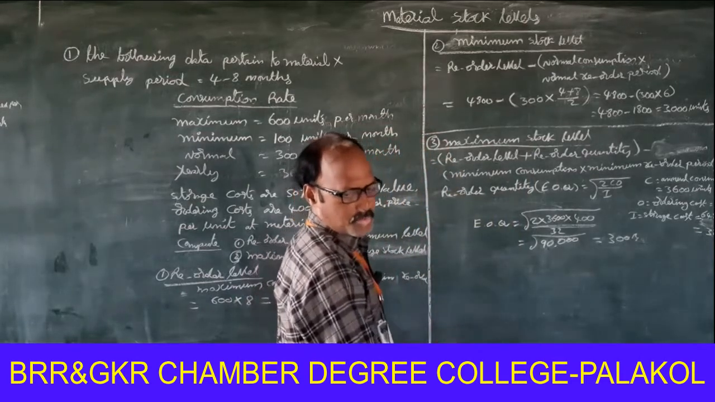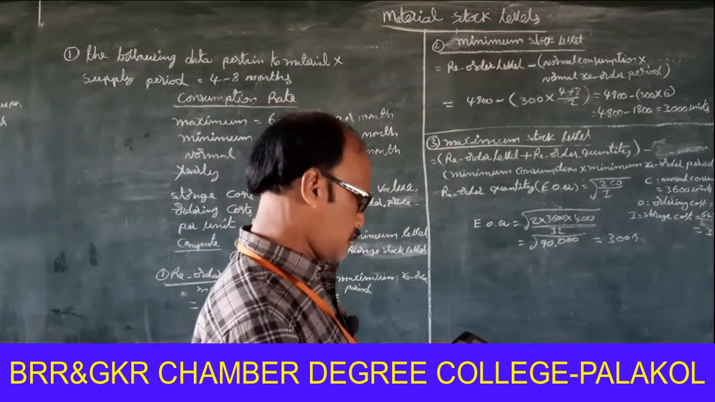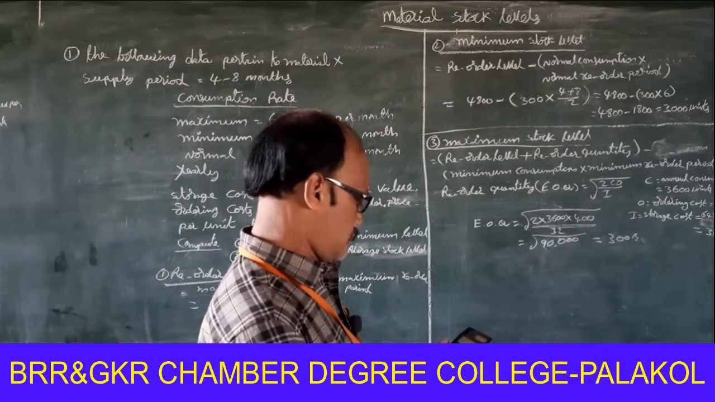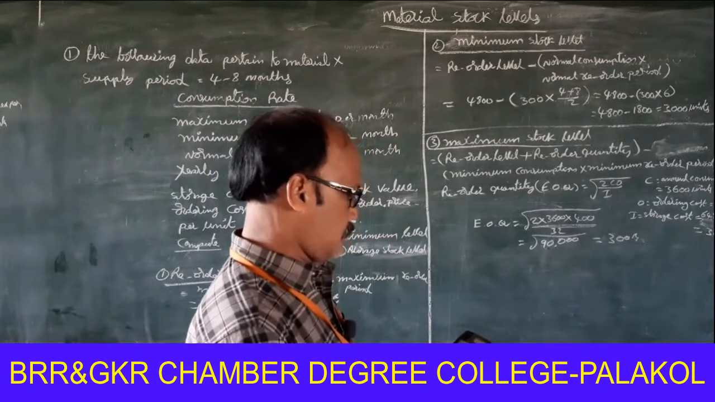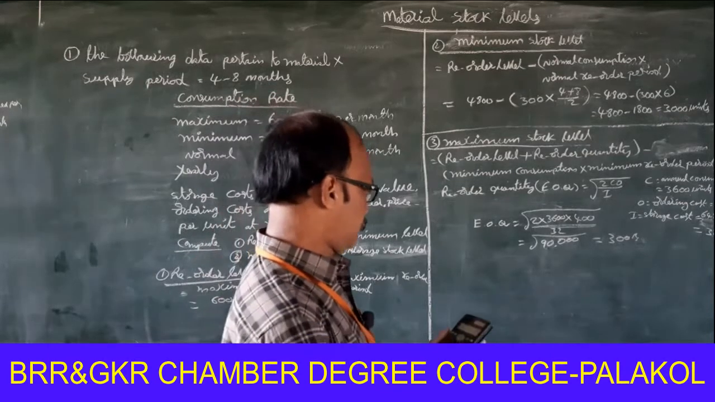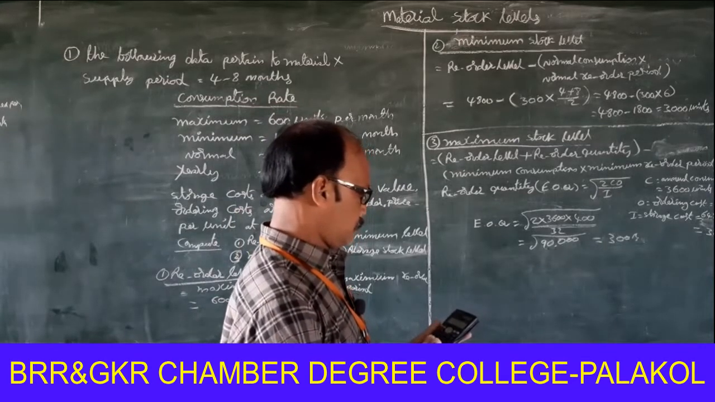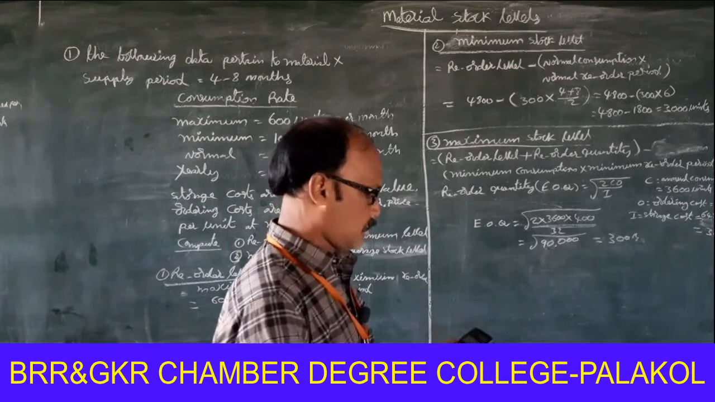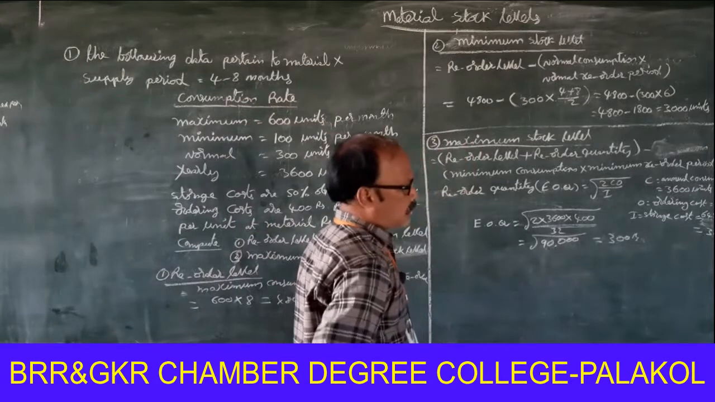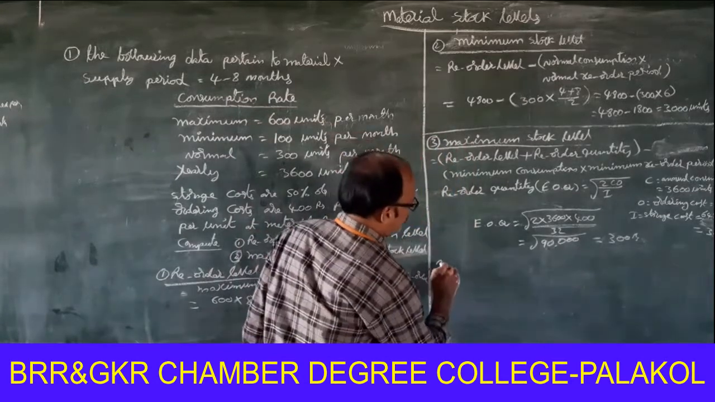Next, maximum stock level. Root of 2 into 3600 into 400 by 32. Okay, it's correct. Right, root of 90,000 is 300 units.